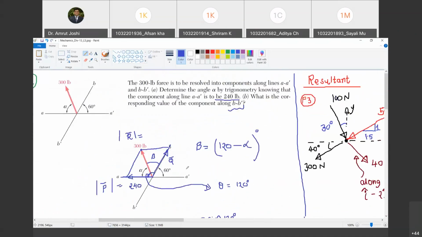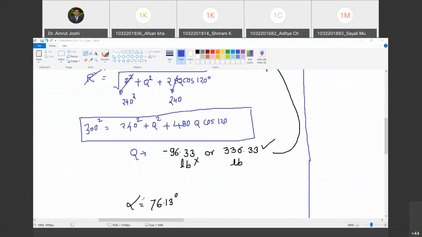And then I had asked you to solve this problem. The solution for that I am going to report here. The solution for this problem is you will get alpha equal to 76.13 degree. Mind you, q के दो values आते हैं because there is a quadratic in q. One value is minus 96.33 pounds and another value is 36.33 pounds.